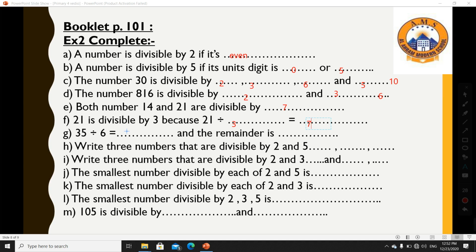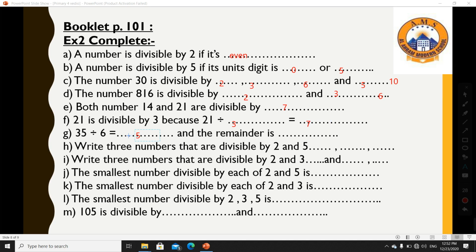35 divided by 6. It cannot be. So how can I solve this? Do you remember our long division? Yes. What is the nearest number in table 6? Nearest to 35? Yes, it is 30. So 30 divided by 6 equals 5. So my answer will be 5.